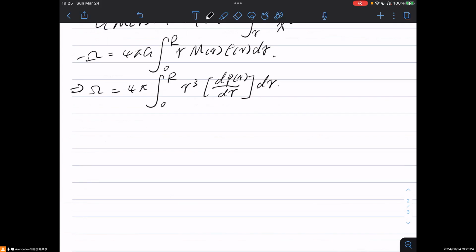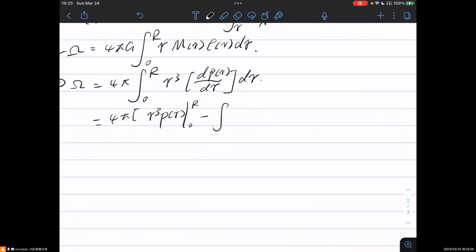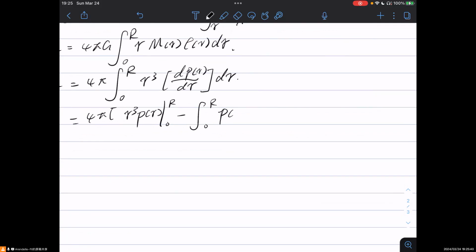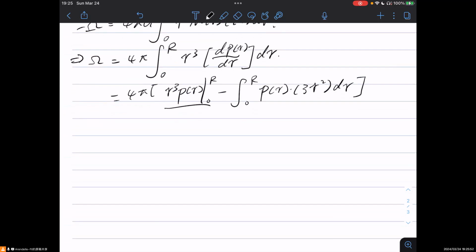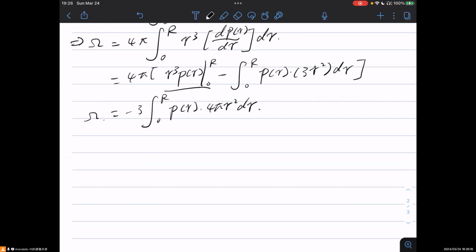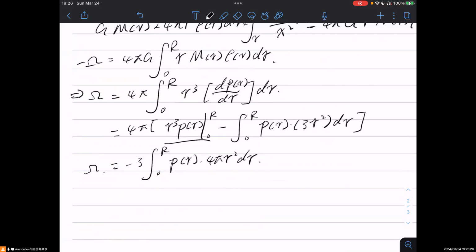Okay, then we can integrate by parts. This equals 4 pi r cubed p(r) from 0 to capital R minus the integral from 0 to R of p(r) times 3 r squared dr. Notice that the first term will vanish at both endpoints, and we obtain minus 3 integrate from 0 to R p(r) times 4 pi r squared dr. This is the gravitational potential energy of the star.